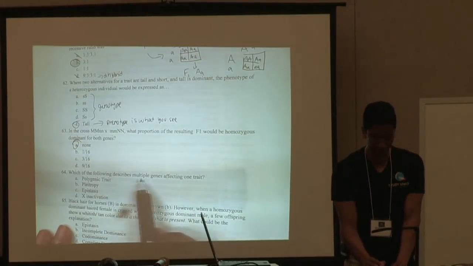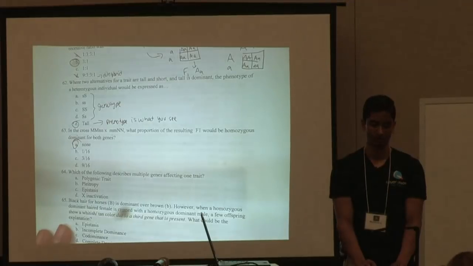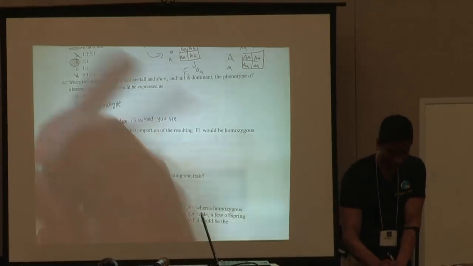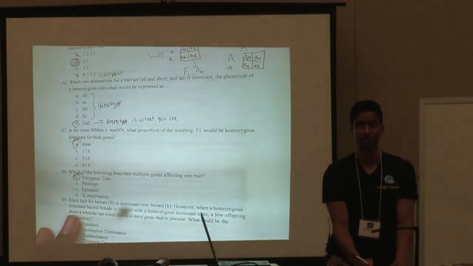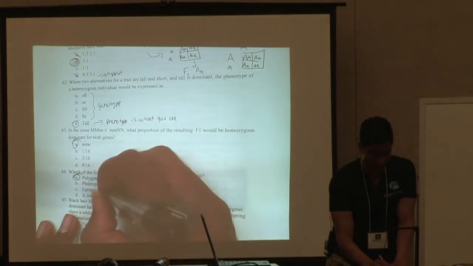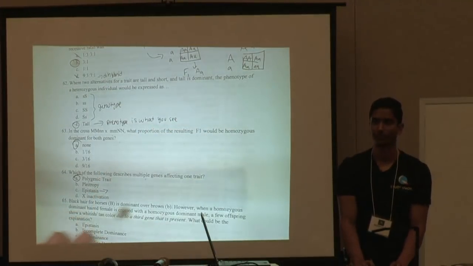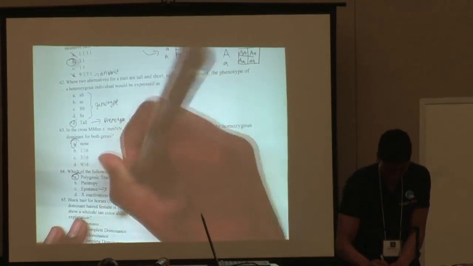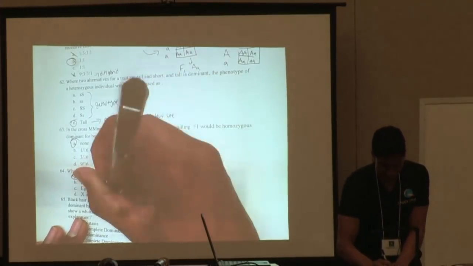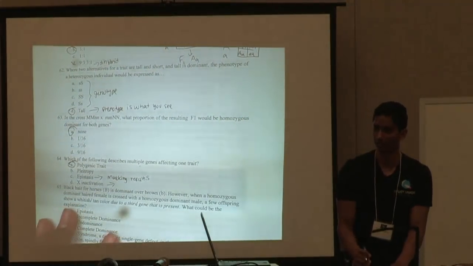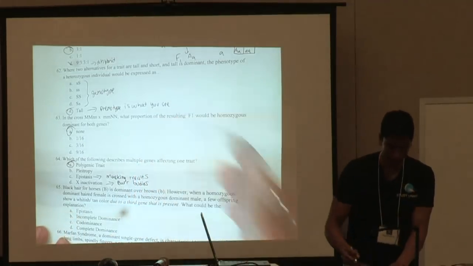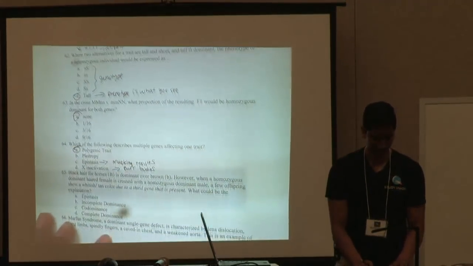Which of the following describes multiple genes affecting one trait? A, right? Polygenic, many genes. What is epistasis? Yeah, when one affects the other, right? So it kind of masks one trait. X inactivation results in the formation of what? Bar bodies. And we will get into pleiotropy in a minute.